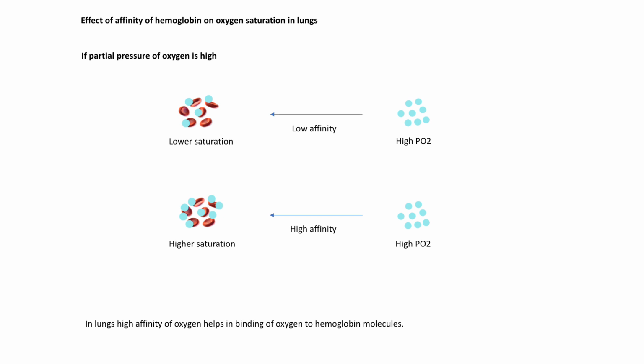In fact, in the body, hemoglobin has high affinity for oxygen in the lungs and low affinity in peripheral tissues. So how is it possible that hemoglobin has high affinity for oxygen in the lungs and low affinity in tissues?